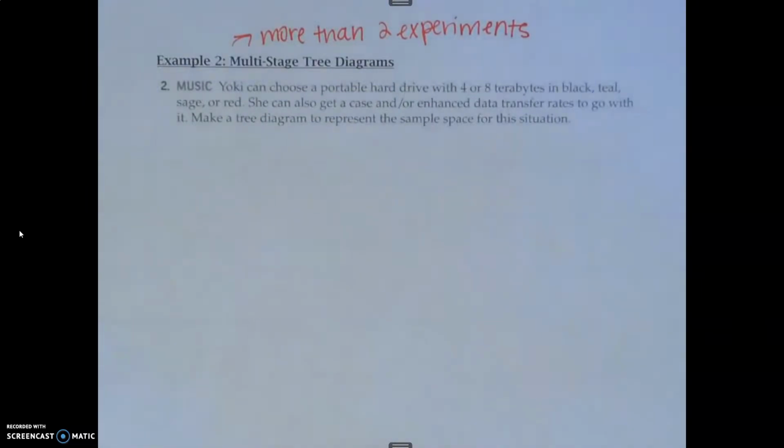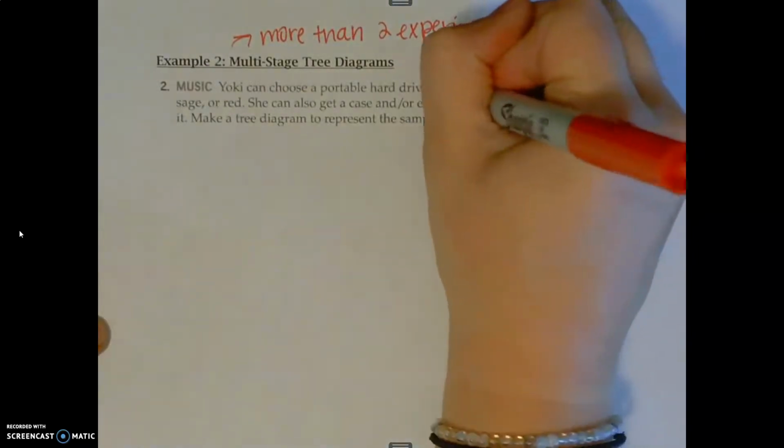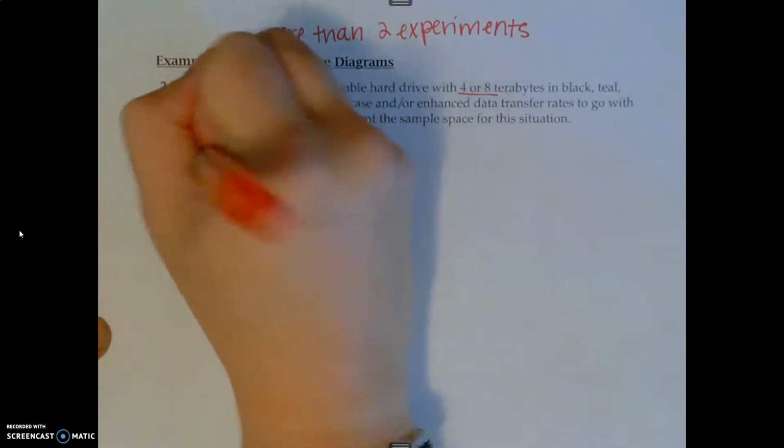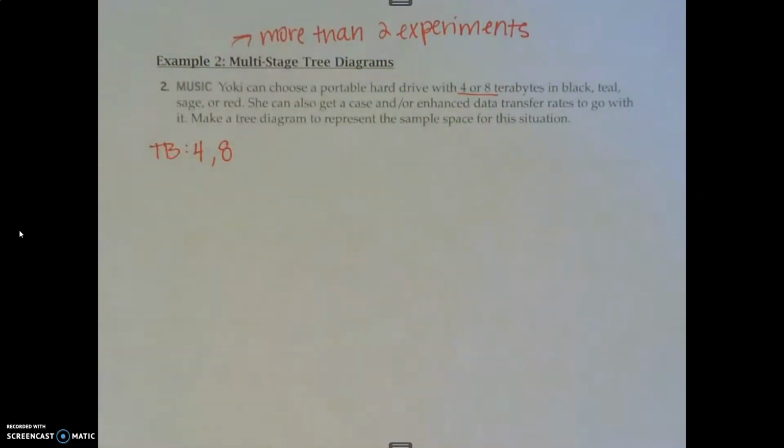If we had only had 2 experiments, like the previous example with our coin and our number cube, we would call that a 2-stage experiment because it had 2 stages or 2 experiments. So we're going to take a look at example 2 with Yoki. So we have Yoki, and she can choose a portable hardware with either 4 or 8 terabytes. So this is our first stage. Our first stage is going to be terabytes, and I can get 4 or 8.